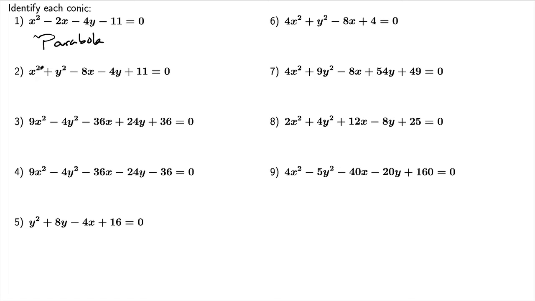Second, I've got both x squared and y squared, and they have the same leading coefficient, both positive 1. That is a circle. Here we have 9x squared and a minus 4y squared. So first of all, the signs are different and the leading coefficients are different. So this represents a hyperbola.